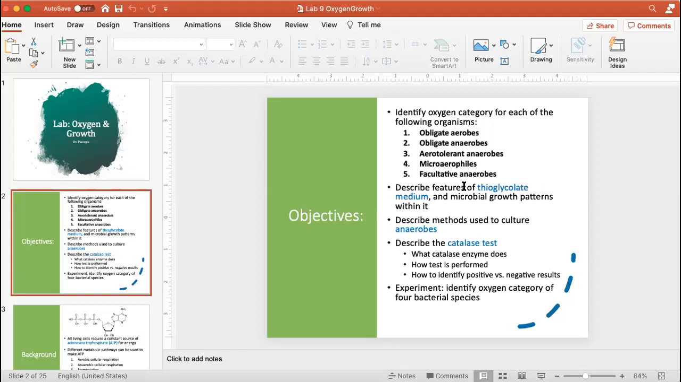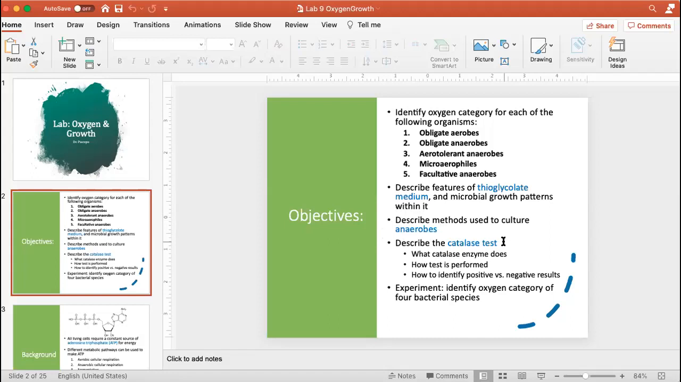So we'll talk about thioglycolate and how we use it. We're also going to talk about specific methods that we use to culture anaerobes. Now, an anaerobe is a microbe that is not using oxygen. Some of them find oxygen toxic, in fact. We're also going to talk about a test called the Catalase Test.